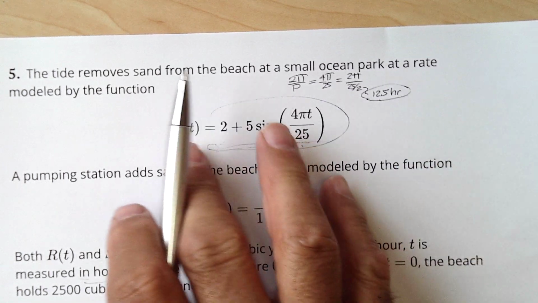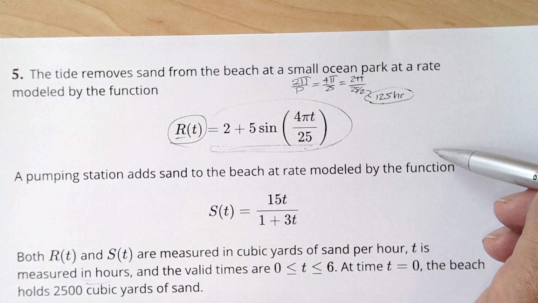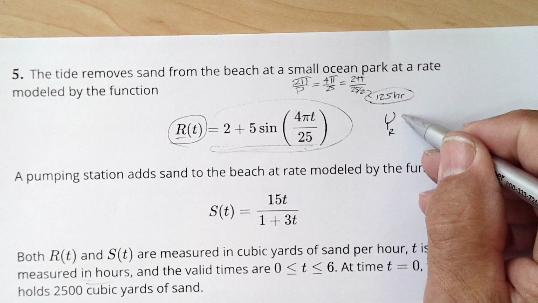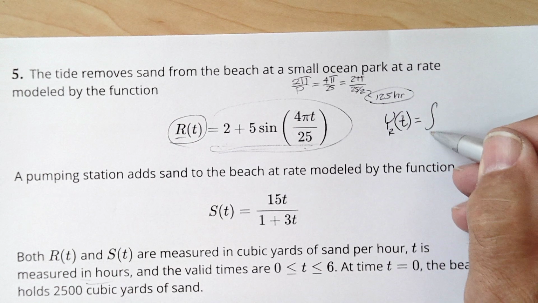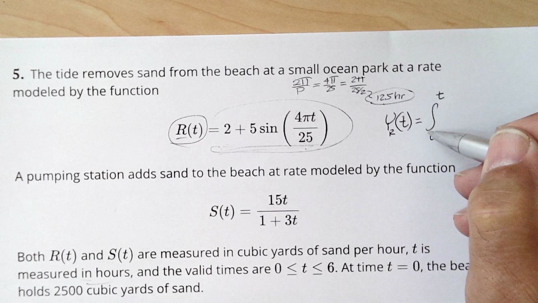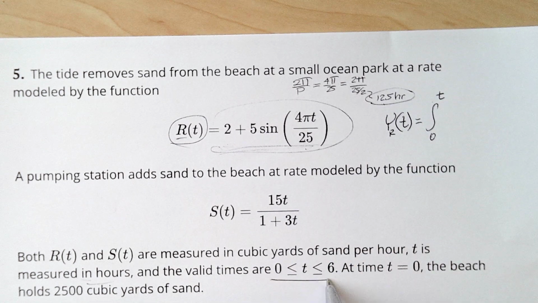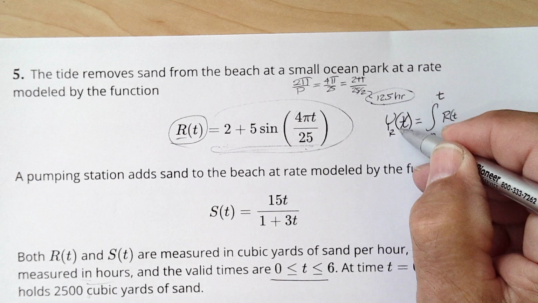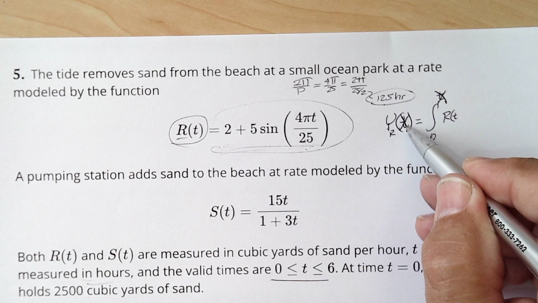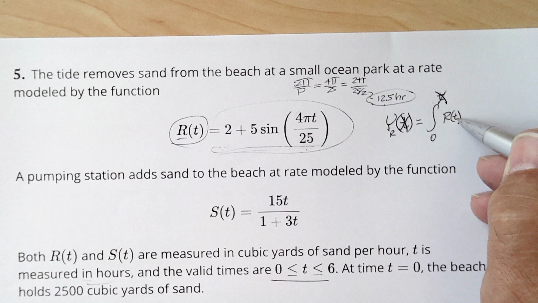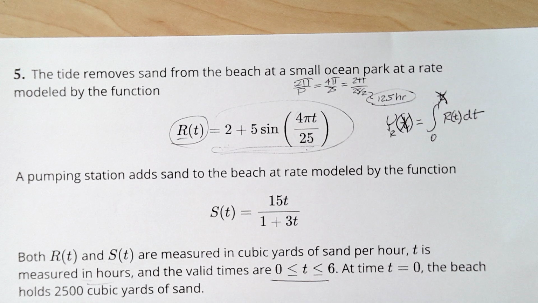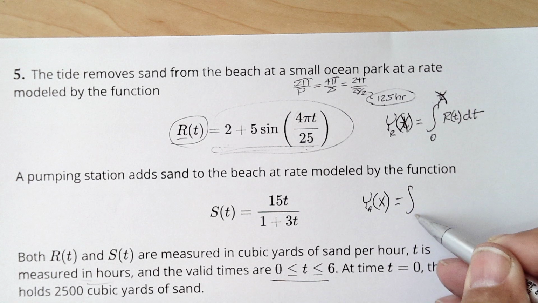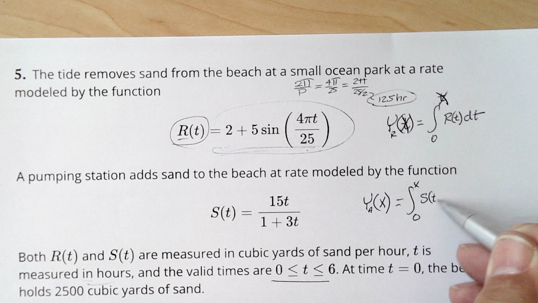Now, if I want to know how many cubic yards are being removed, I would look at the area under the curve. So the yards removed as a function of time would be the integral from 0 to t of r of t, since we're doing this from 0 to 6. But if I'm using t here, then I need to change this, so I'm going to call that x. The amount removed in x hours is the area under the r curve, dt. And the amount added, if I put x, is going to be the area under the curve from 0 to x of s of t, dt.